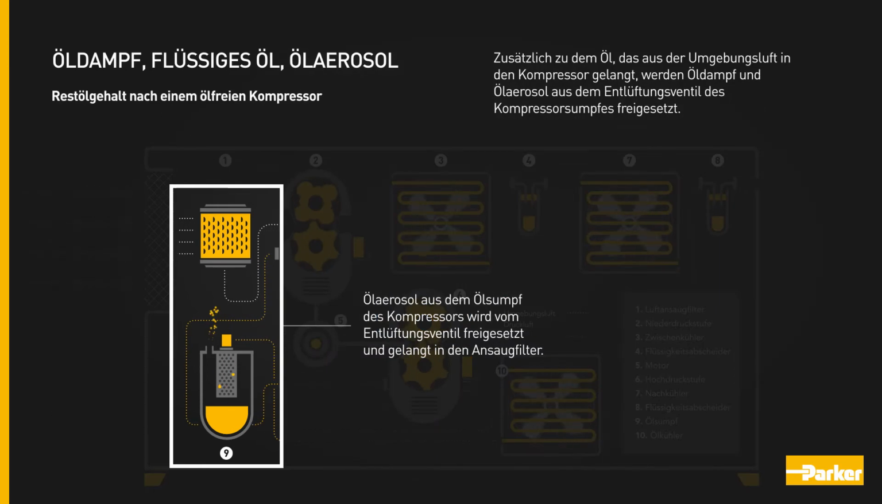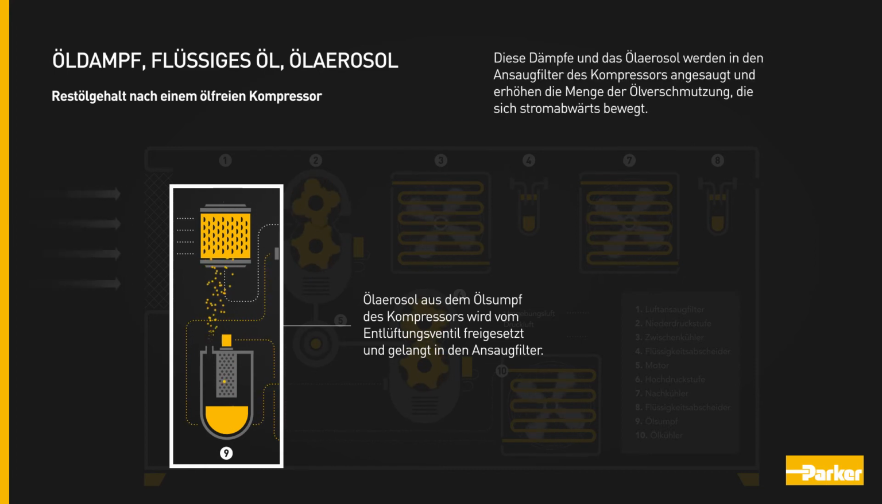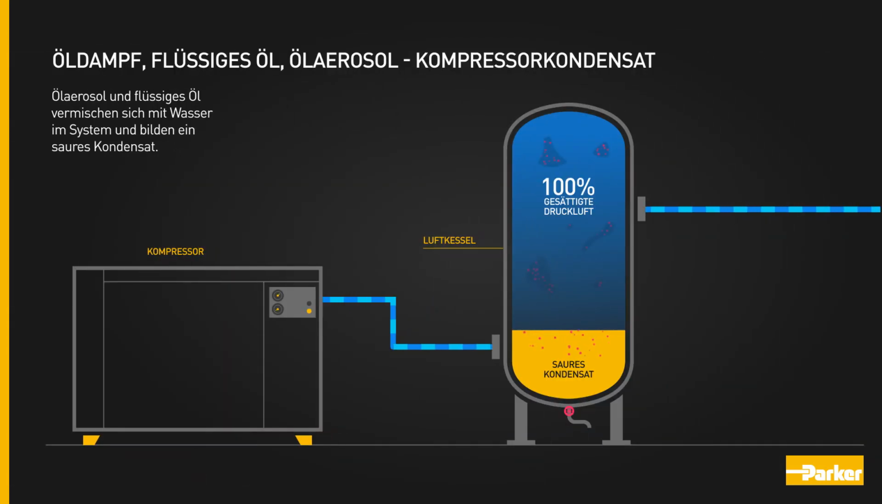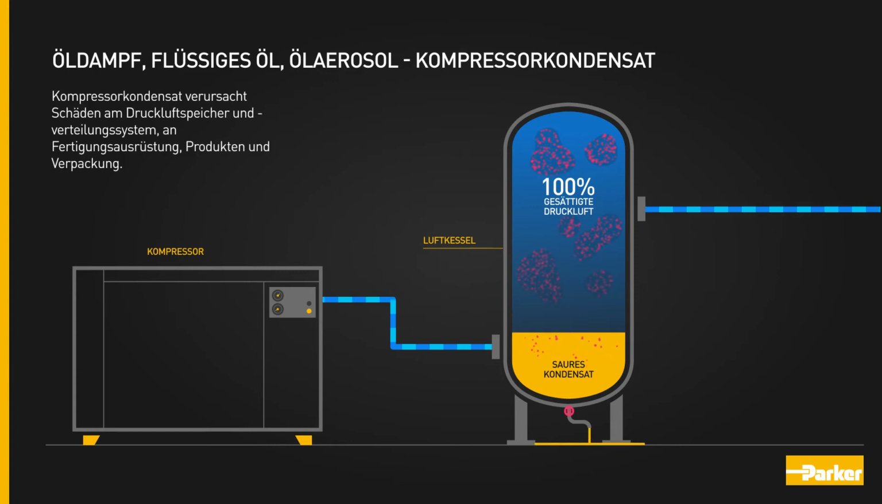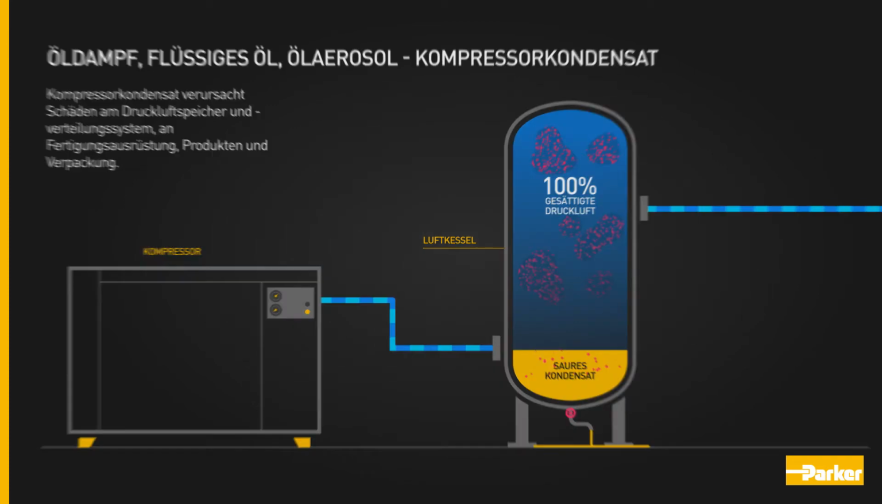In addition to the oil entering the compressor from the ambient air, oil vapour and oil aerosol is released from the compressor sump's breather valve. This vapour and aerosol is drawn into the compressor's intake filter, increasing the amount of oil contamination travelling downstream. Oil aerosol and liquid oil mix with water in the system to form acidic condensate. Compressor condensate causes damage to the compressed air storage and distribution system, production equipment, products and packaging.